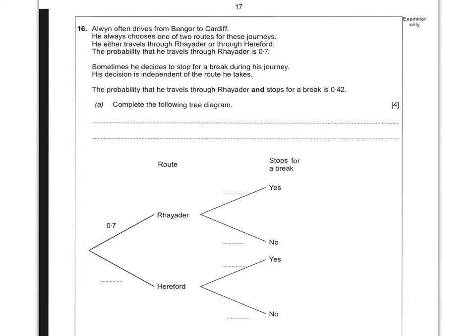Again, a little bit of exam technique. The probability that he goes through Ryder and stops for a break is 0.42. So we've actually got 0.42 as the solution here. Now this word and, remember when it comes to probability, means multiply. So we've gone through Ryder and stopped for a break, which we don't know the value for, and that gives me 0.42. So we've now got to figure out the probability of stopping for a break. So we know 7 lots of 6 is 42, so therefore x must also be 0.6.